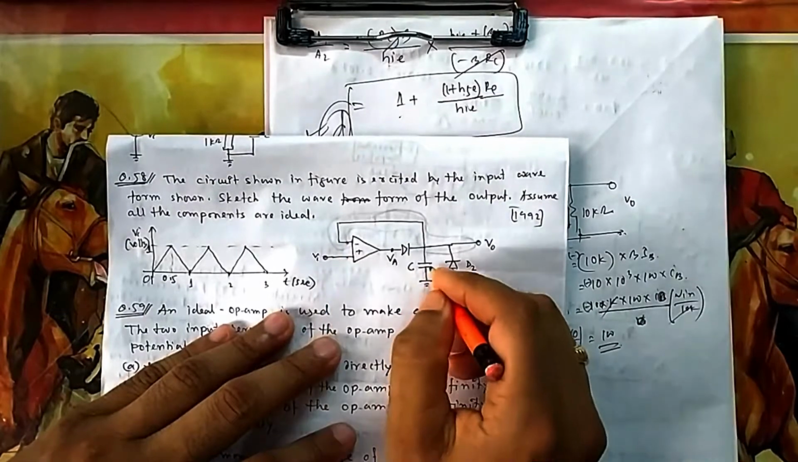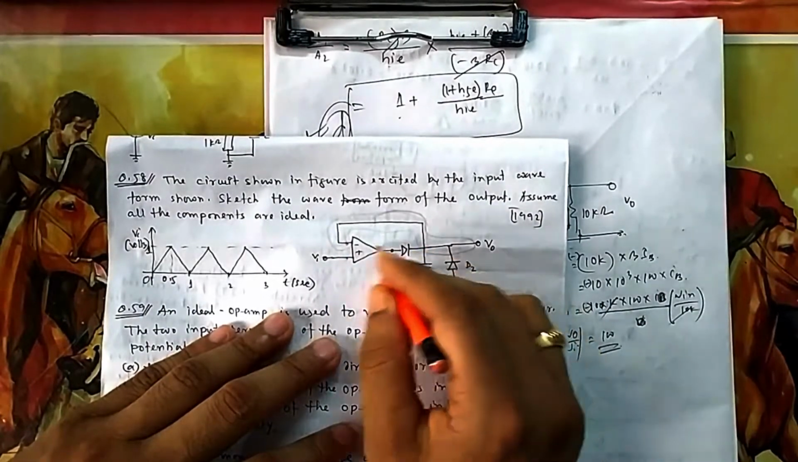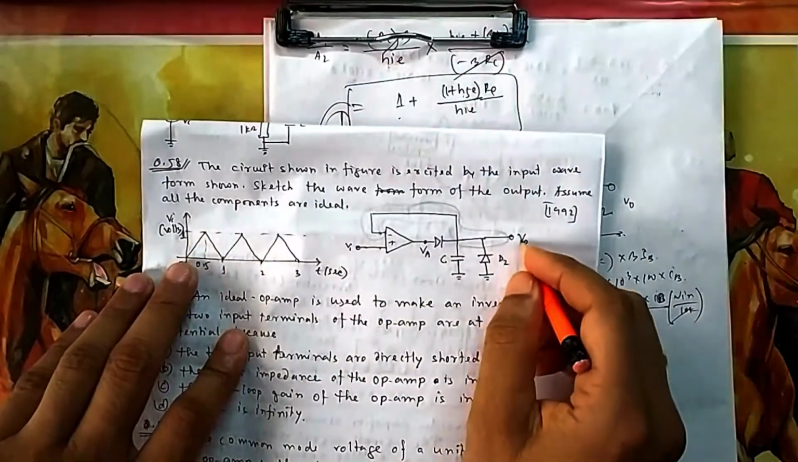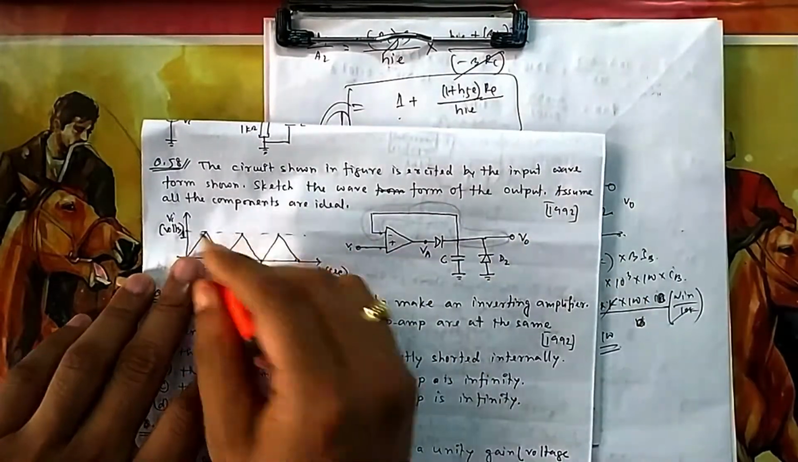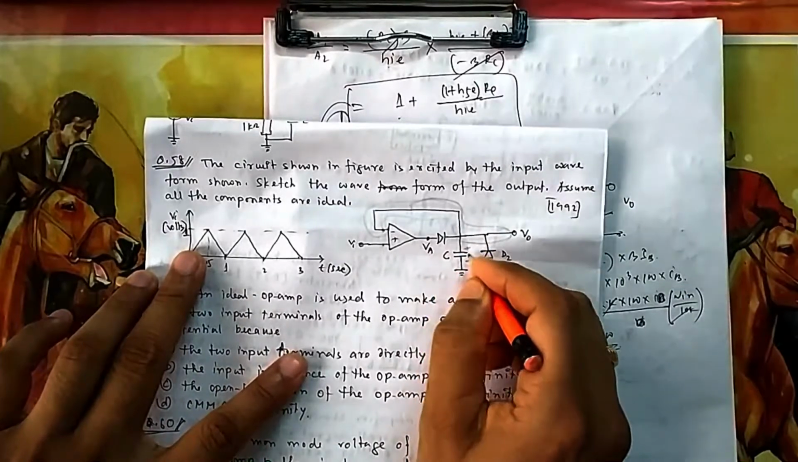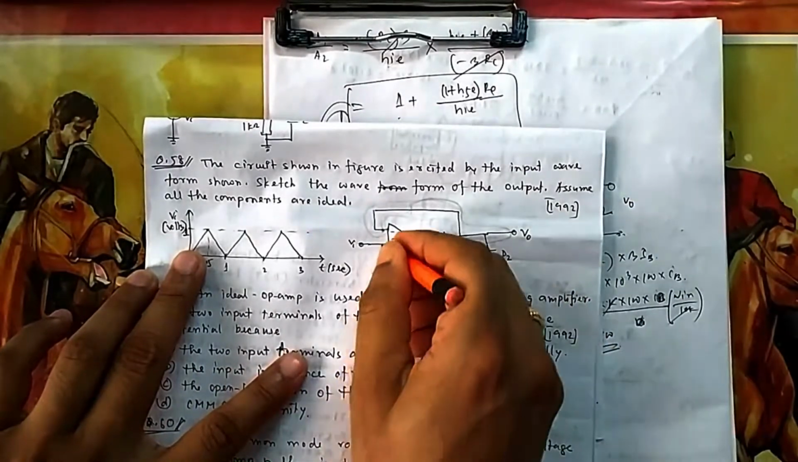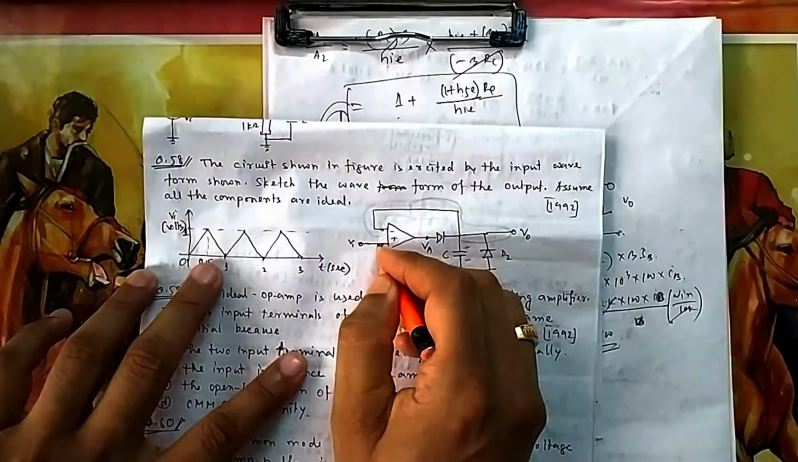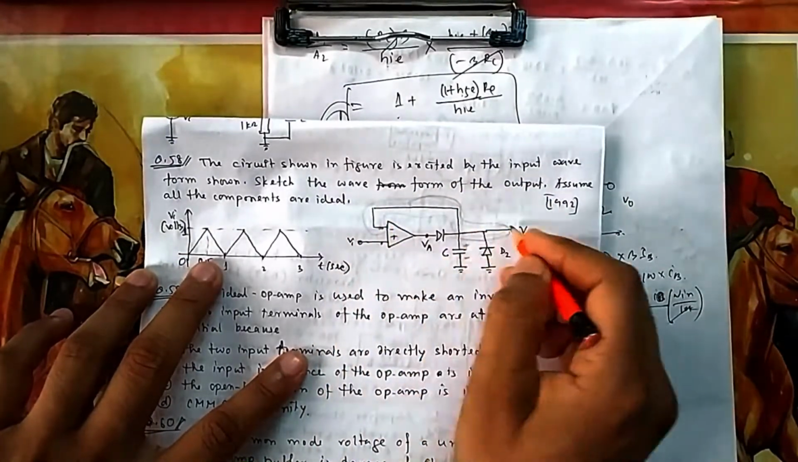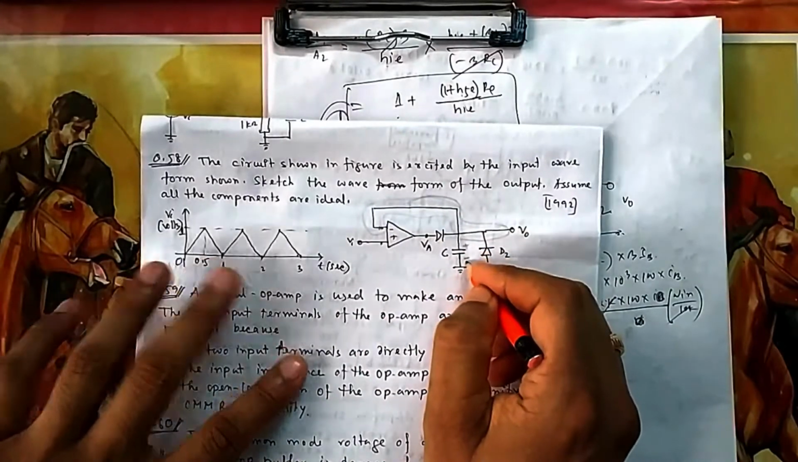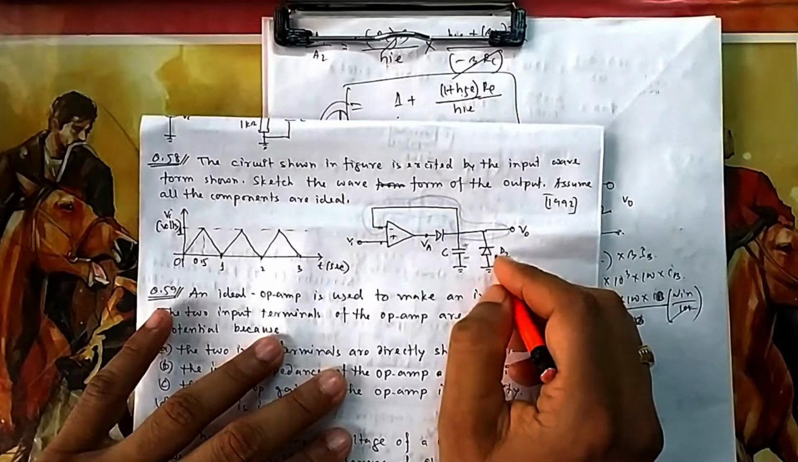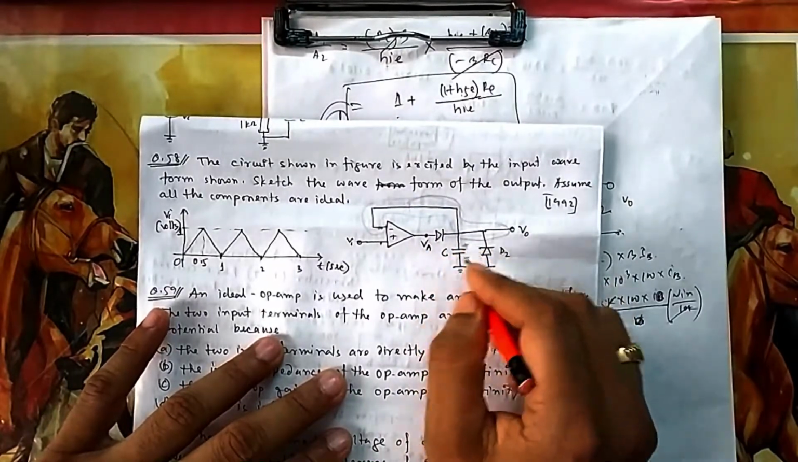Suppose initially, because the input is increasing and decreasing, when it is increasing, V0 is also increasing. When it reaches the peak, the capacitor is charged in this fashion, because this is plus and this is minus. So you can think of a positive voltage here, the same in the output. Once this is charged, then this diode is reverse biased, and this is also reverse biased. Both of these are reverse biased, so there is no path for discharge.